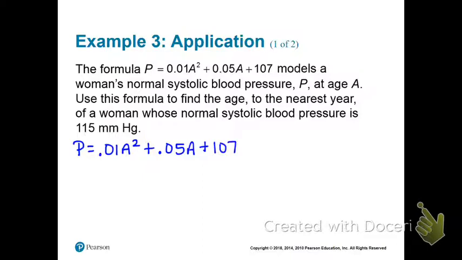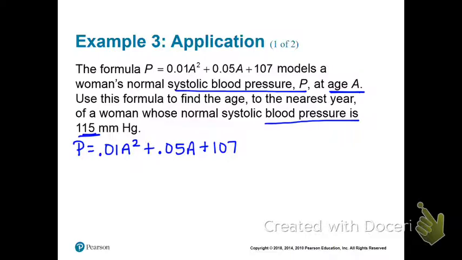I have two variables here. I have a P. What is P? Well, it says the systolic blood pressure, P. So P is my blood pressure. Makes sense, P for pressure. And what is the age? It says at age A. So A is our age. Now then it tells me here that we've got a blood pressure is 115. So that's my P value.